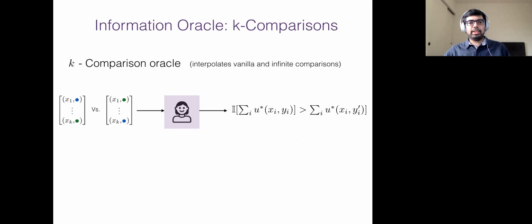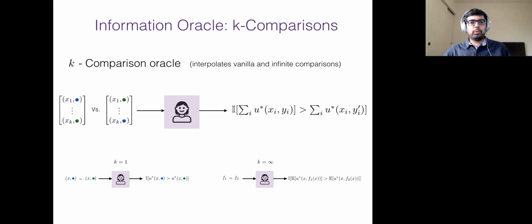To overcome these limitations of existing elicitation mechanisms, our work proposes a new type of comparison oracle, which we call the K-comparison oracle. This type of information feedback interpolates between the vanilla and the infinite comparison. It gives the human expert a bucket of k different contexts, x1 to xk, and two sets of associated decision vectors. The human is then required to compare these two bundles and output which of these two has a higher combined utility.